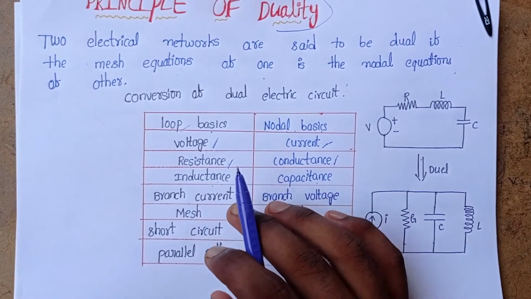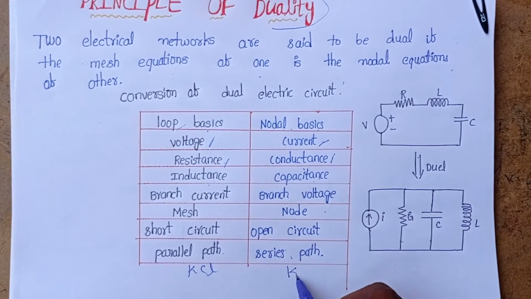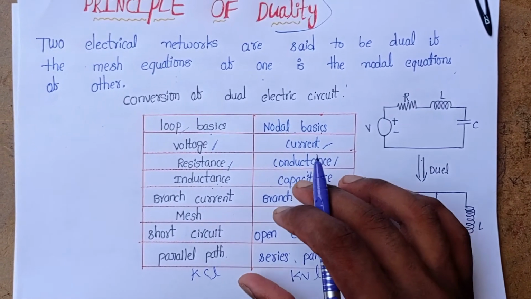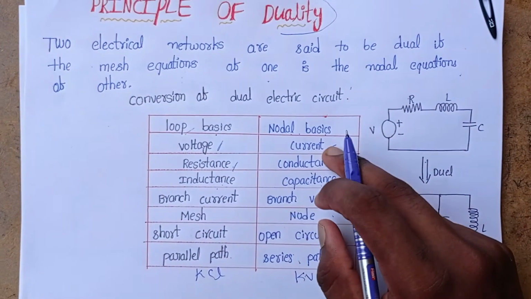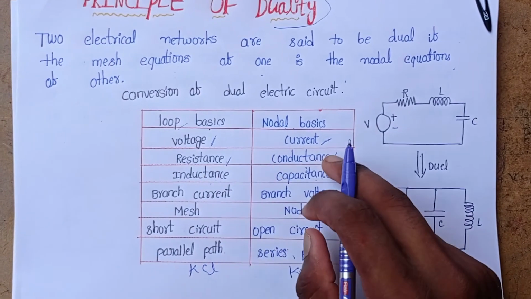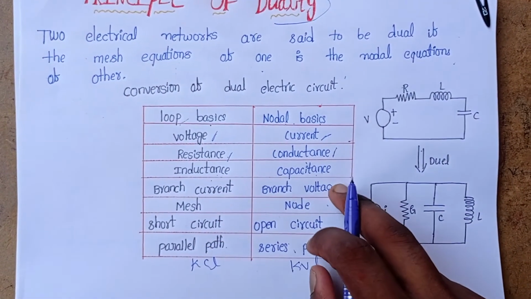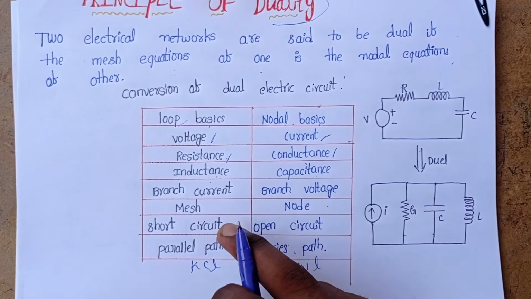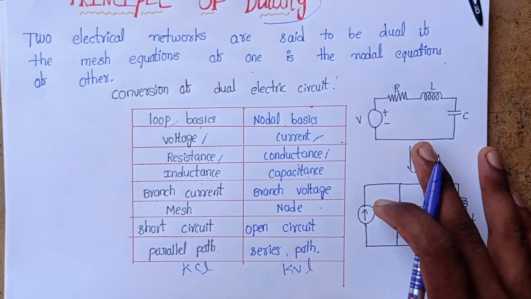KCL is replaced by KVL. Like that, we can replace one circuit's voltages with another circuit's currents, resistance with conductance, inductance with capacitance, branch current with branch voltage, mesh with node, short circuit with open circuit, parallel path with series path, and KCL with KVL.